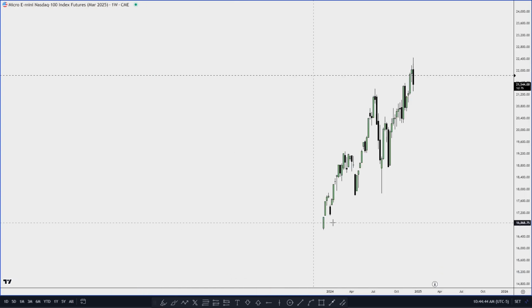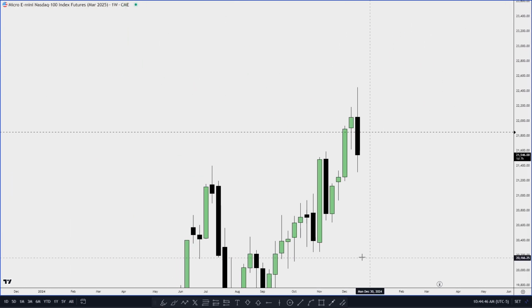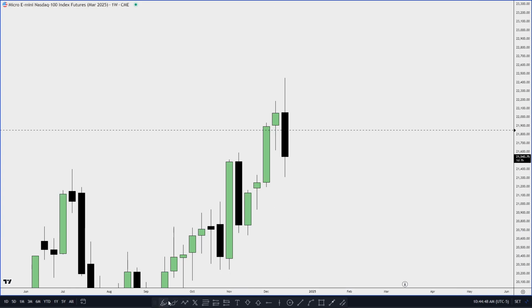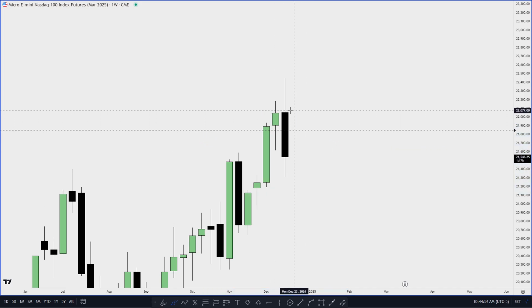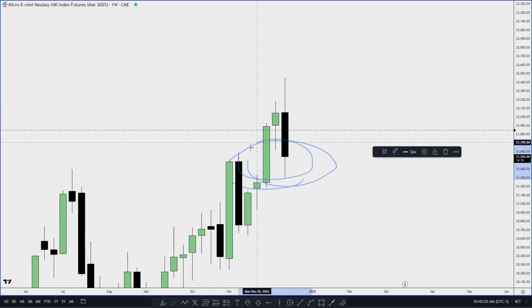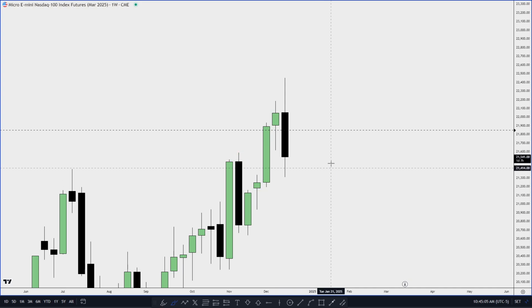So on the weekly time frame, right here, we have this weekly BISI, right? So the weekly candle opened, manipulated all the way up, took this high, and then came down to rebalance this weekly BISI. So that was the reason why we had that massive sell-off.